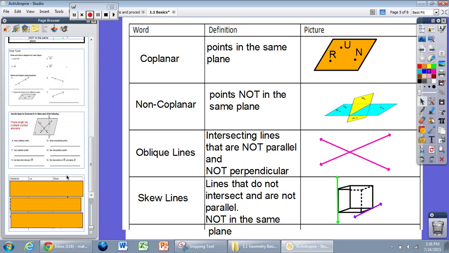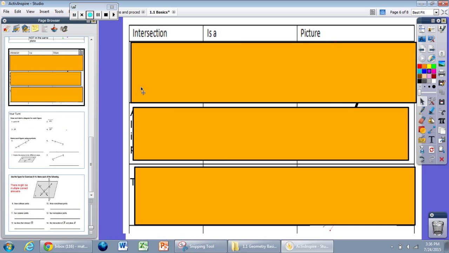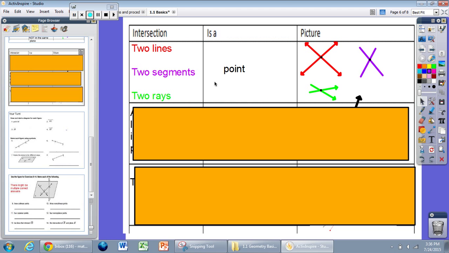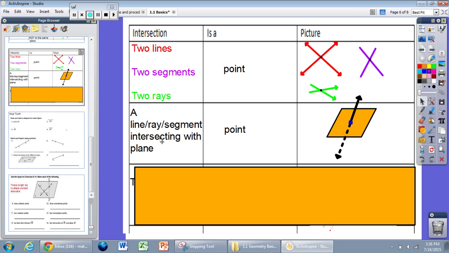All right. We have intersections. An intersection is where something is crossing something else. So if I have two lines, two segments, or two rays, every time they intersect, it's going to be a point. So I have two lines intersecting here, and that's a point. Two segments, that's a point, and two rays, that's a point. If I have a line, a ray, or a segment intersecting with a plane, that is also going to be a point. So here's my plane right here. My line is going straight through it, and it's hitting the plane right here at this blue point.